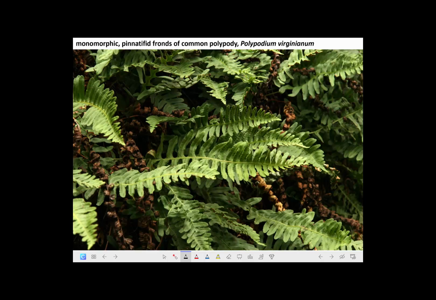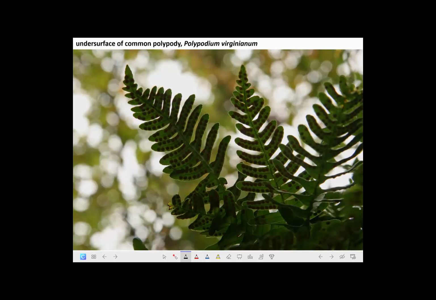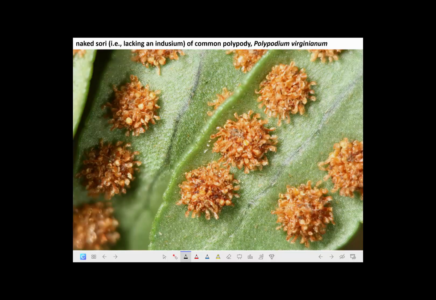Here's a fern that's common on rocks in southern Ohio. And here, the light showing through, we can see the sori. And this particular fern is kind of unusual in that it doesn't have that flap of tissue. It doesn't have an indusium. These are naked sori. They're pretty large. And here we see a lot of sporangia that have released their spores. They kind of look cracked open and sort of light colored.